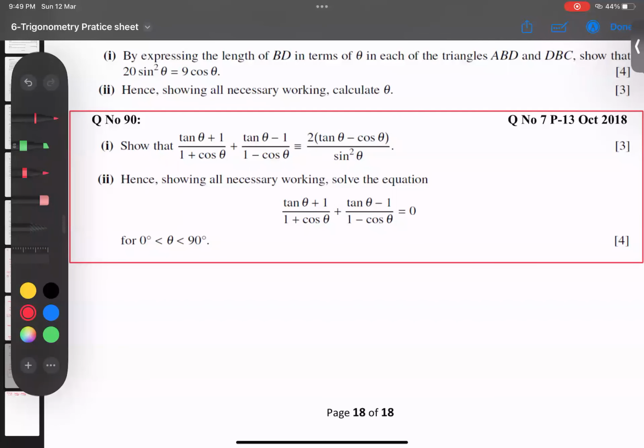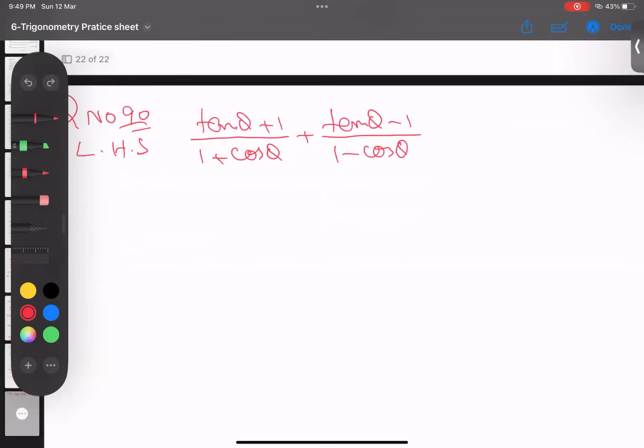This question is October 2018, variant 13, question number 7. For the first part, take the left hand side and prove the right hand side, or take the right hand side and prove the left hand side. So I take the left hand side.